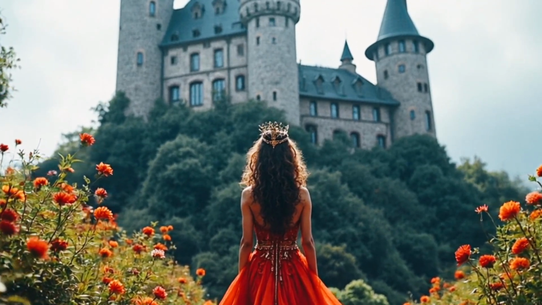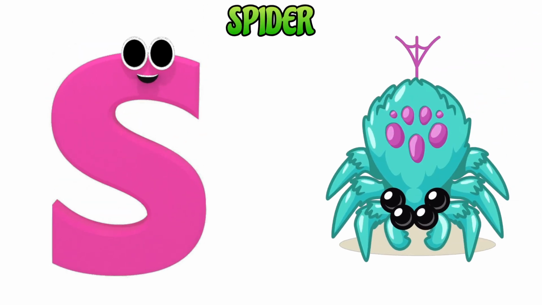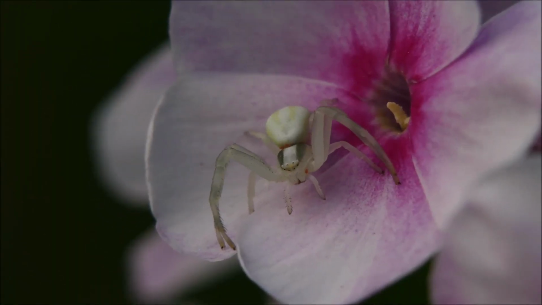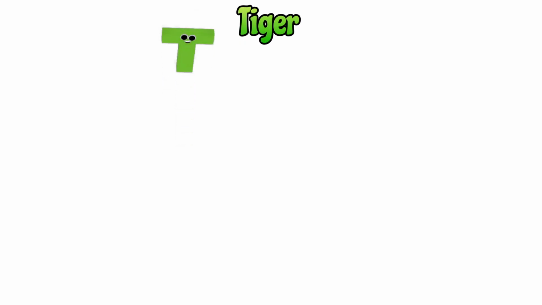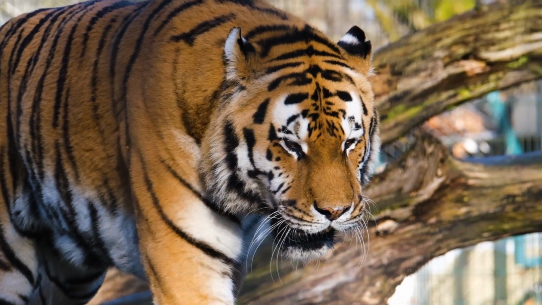Royal queen. R is for rainbow. Rainbow, rainbow. Colors rainbow. S is for spider. Spider, spider. Little spider. T is for tiger. Tiger, tiger. Scary tiger.